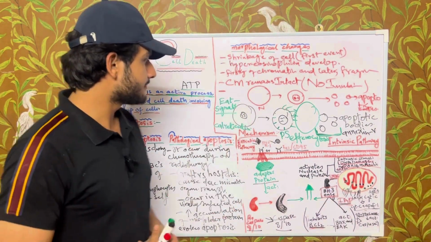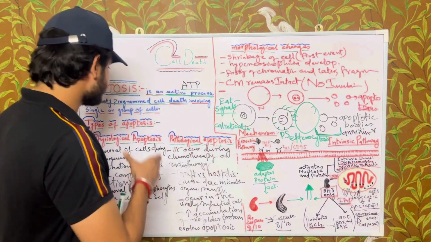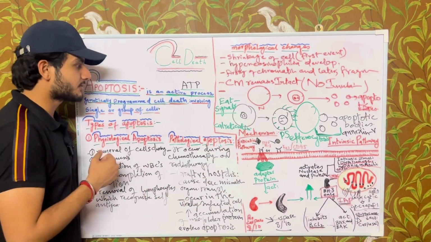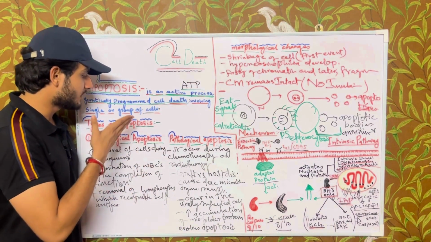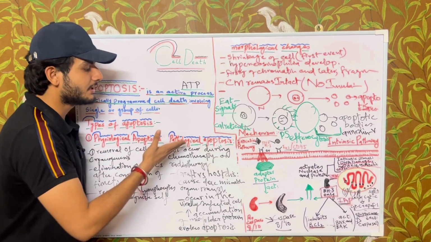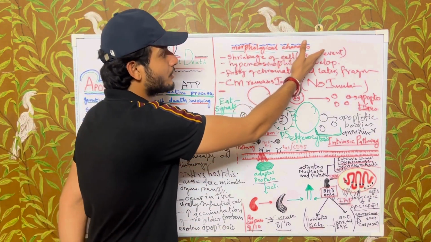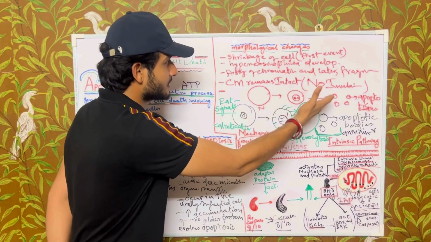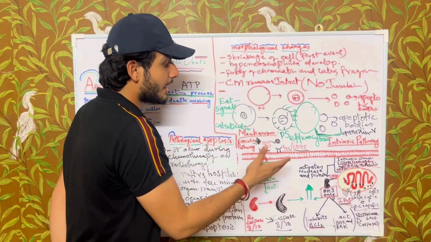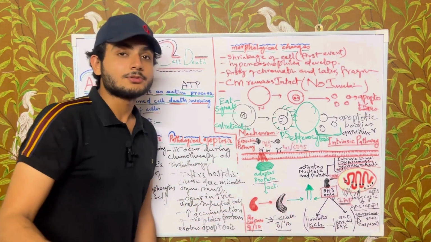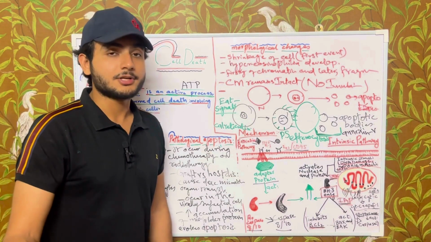So with this, we are done with apoptosis. We discussed the definition of apoptosis, which is an active process. We also talked about the types of apoptosis, physiological as well as pathological. We discussed all the morphological changes seen during apoptosis. In the last, we discussed the mechanism and what happens to the apoptotic bodies, how the clearance of apoptotic bodies occurs.